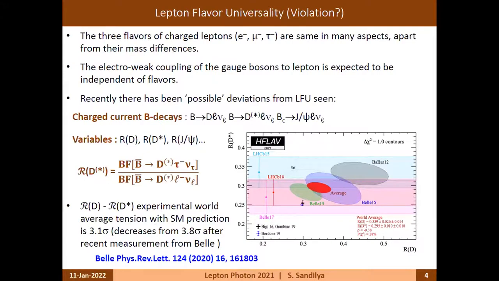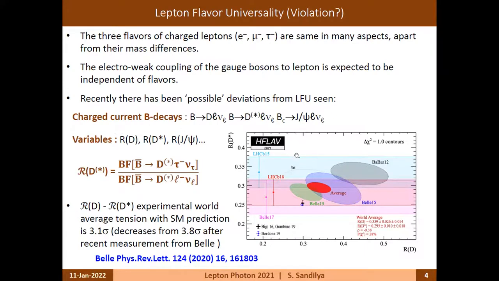Okay, so moving to lepton flavor universality. The three flavors of the charged leptons are supposedly the same in many aspects apart from their mass differences, and the electroweak coupling of the gauge boson to the lepton is expected to be independent of flavor. This has been broadly covered in the previous talks, and the bottom line is that possible deviations from lepton flavor universality have been seen.